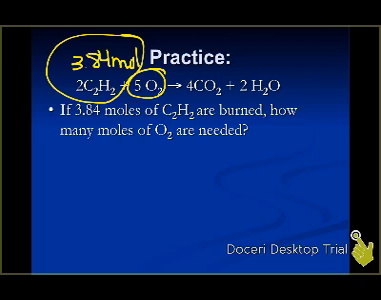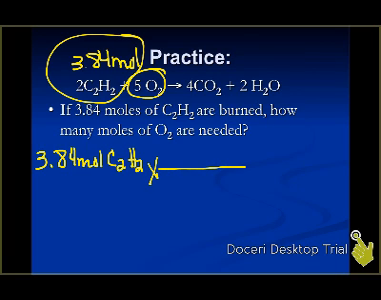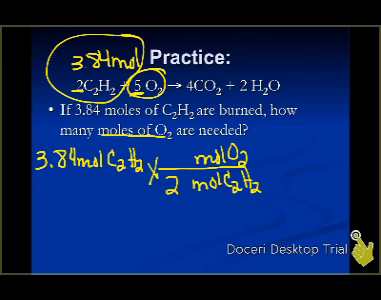Okay, so the first step in every single one of these problems is to write down what we're starting with. So we are starting with 3.84 moles of C2H2. We're going to put what we want over what we have. It's asking us to go to moles of oxygen. We are currently in moles of C2H2. You look at the chemical equation. There's a 2 in front of the C2H2. There is a 5 in front of the O2.